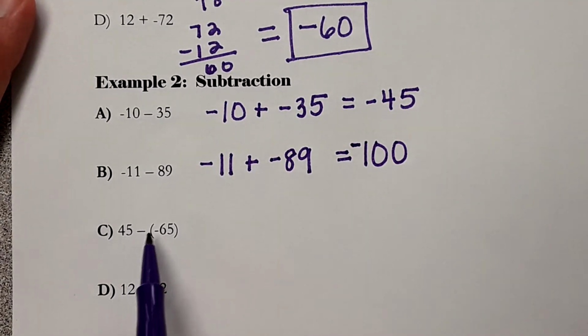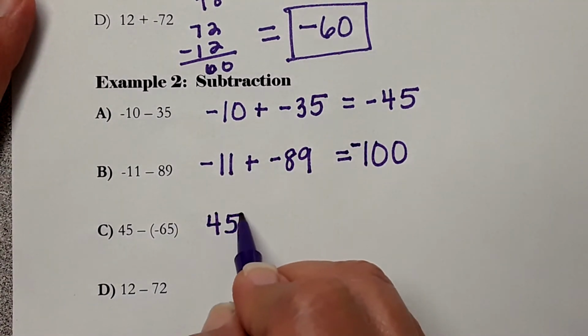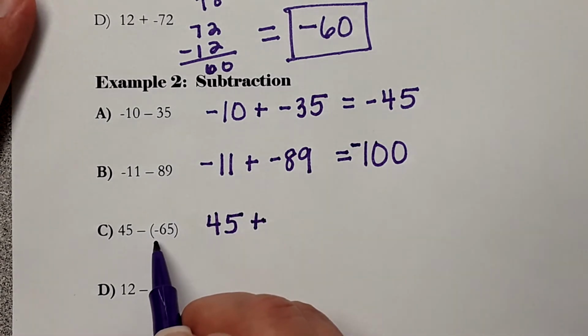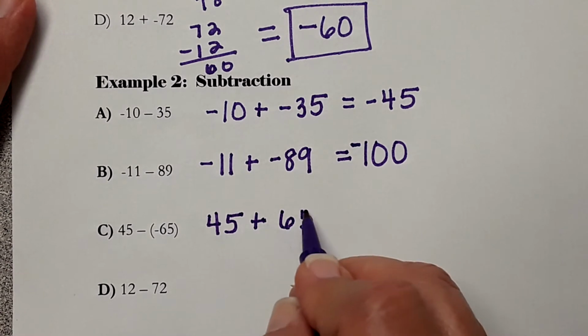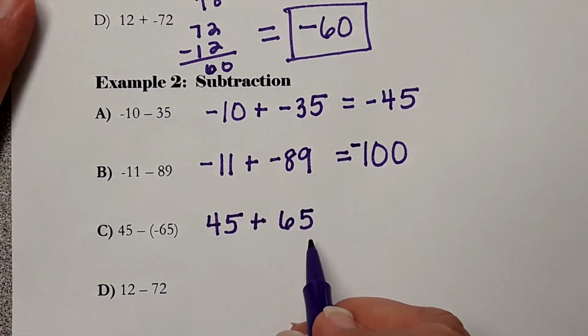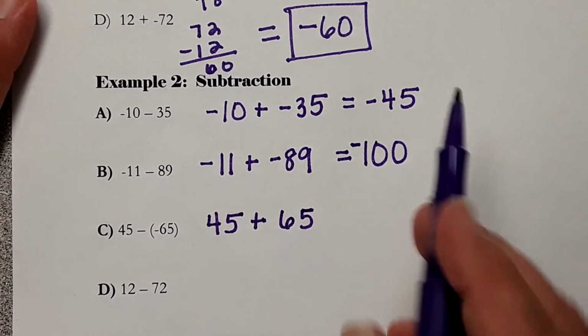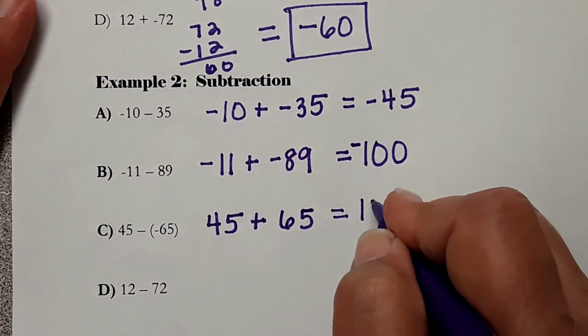45 minus negative 65: keep the 45, change the subtraction sign to addition. See how now the 65 is negative? I'm going to change that to 65 because it was negative. It says change the sign of the second number. And now 45 plus 65, because they're both positive, I add them and keep the same sign.